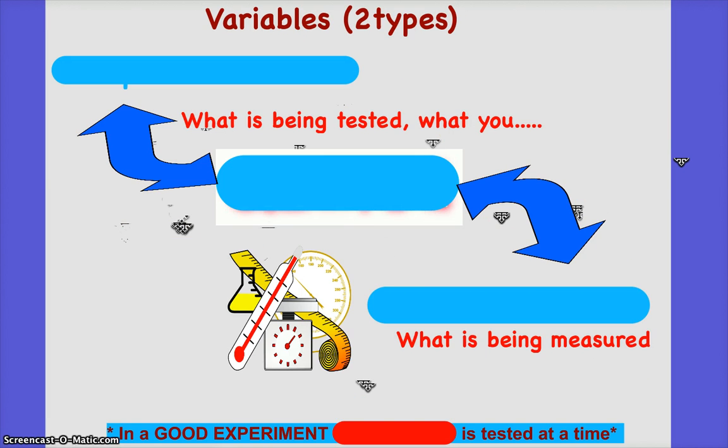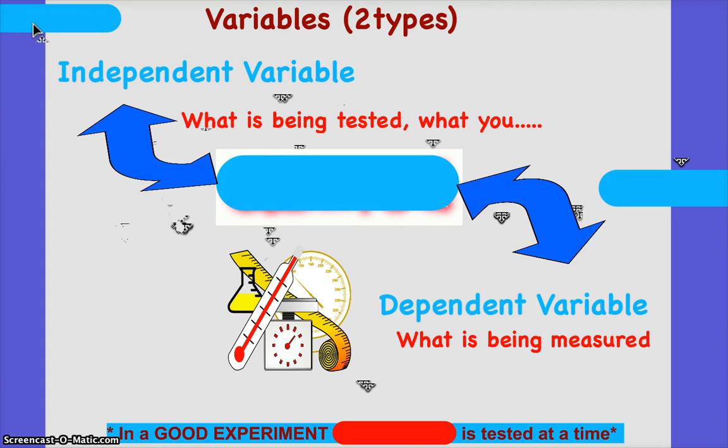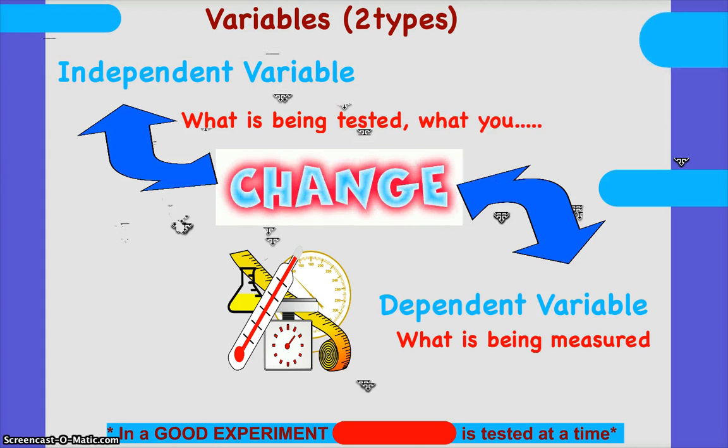Independent and dependent. So one is what we test and one is what we measure. Who knows which one is what? Dependent is the one you measure, I think. Good. Dependent is what you measure. You're dependent on something, right? To give you a result. So that means independent is what we test. So what we change, what we manipulate, what we alter. There's so many words to describe an independent variable.